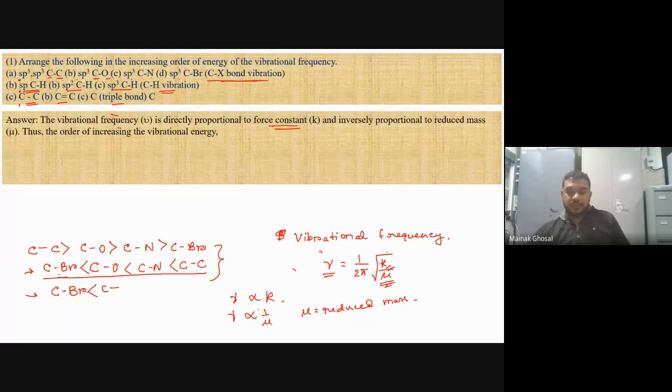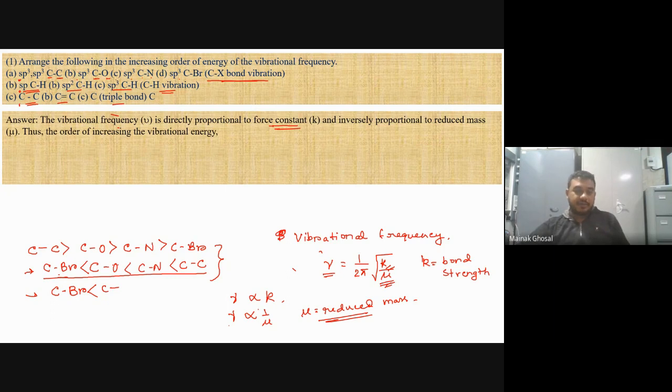Okay. And what is K? K is the bond strength. So in these four cases, I know bond strength is different, but a significant effect will be observed for this mu. Now you need to arrange these in increasing order.